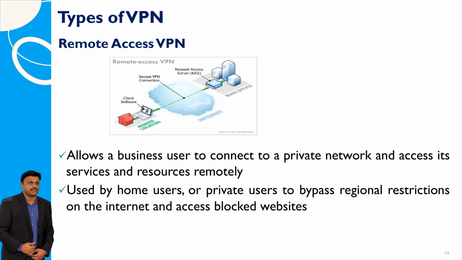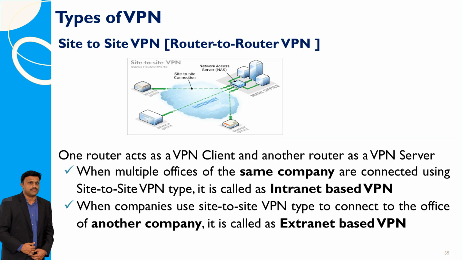A remote access VPN enables business users to remotely connect to a private network, granting access to its services and resources. It is commonly utilized by home or private users to circumvent regional internet restrictions and access blocked websites. Site-to-site VPN, also known as router-to-router VPN, involves one router functioning as a VPN client while the other serves as a VPN server. This configuration is commonly used to connect multiple offices within the same company, termed an intranet-based VPN. Conversely, when companies utilize site-to-site VPN to connect with another company's office, it's referred to as an extranet-based VPN.